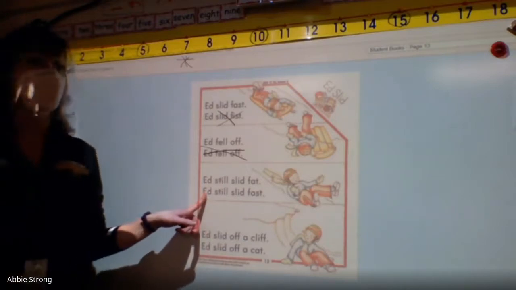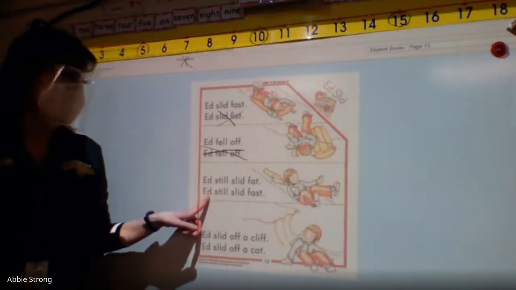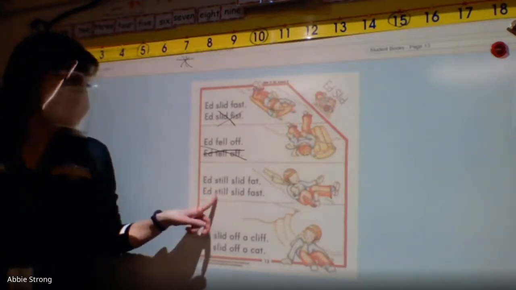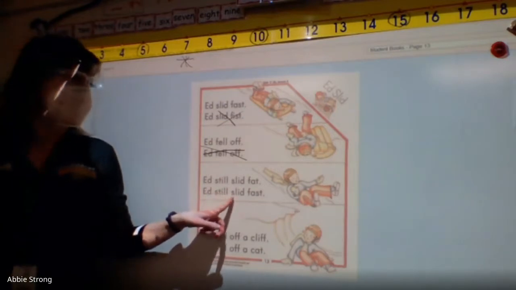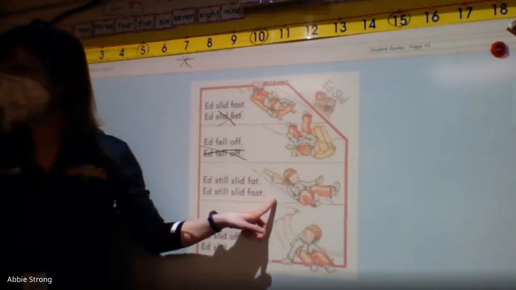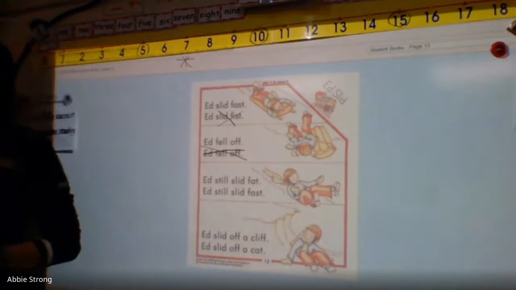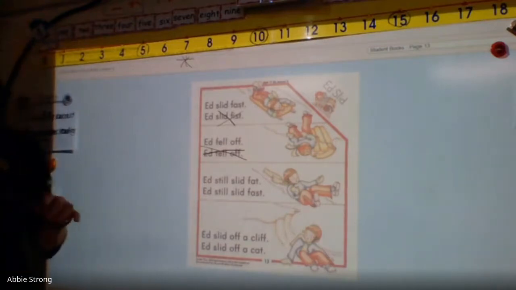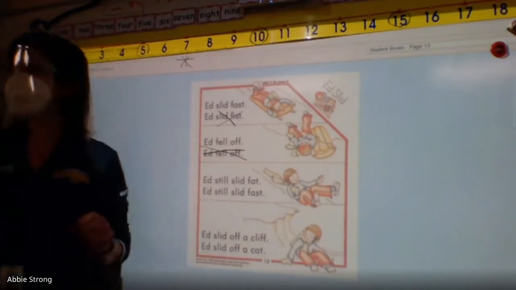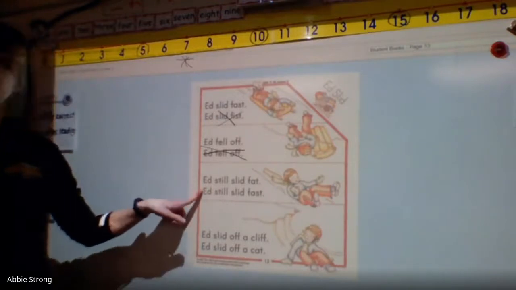Ready? Fingers on the page. Blend with me. Ready? Ed, ill, still, slid, fast. Which one makes sense? Which one do we need to keep? Do we need to keep the first one, or do we need to keep the second one? Matthew, we are going to keep the second one. Can you read it for us, Matthew?